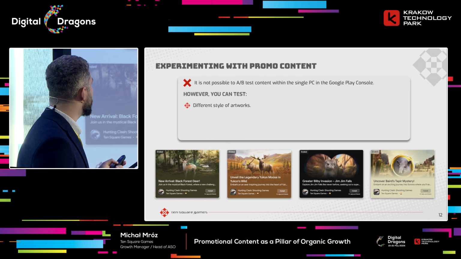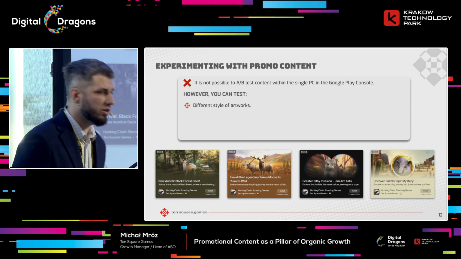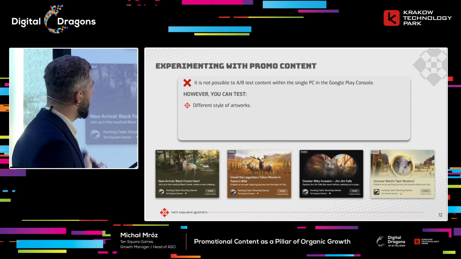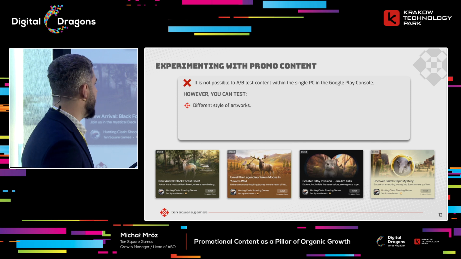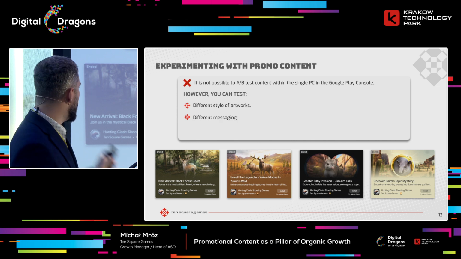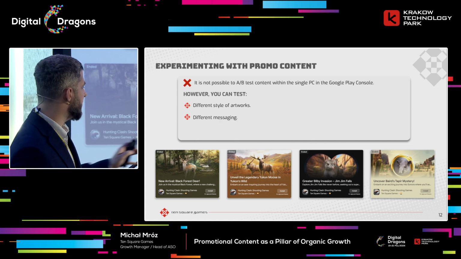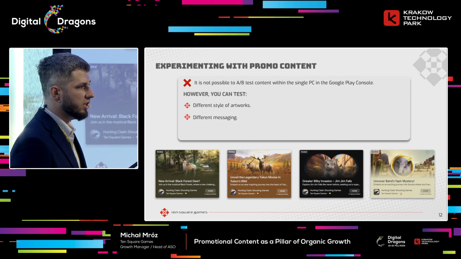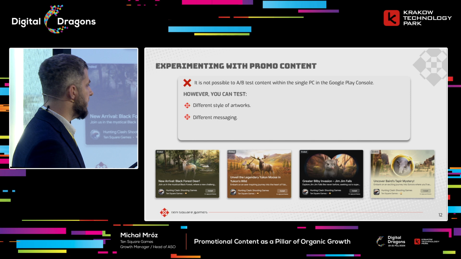You can test, for example, different styles of artworks. Here you can see four different ways that Hunting Clash tried to introduce new animals to the game, and you can see that the way we did it is totally different. You can have different messaging. Also, if you look at the taglines here and a part of the descriptions, we also tried to target our users in very different ways.